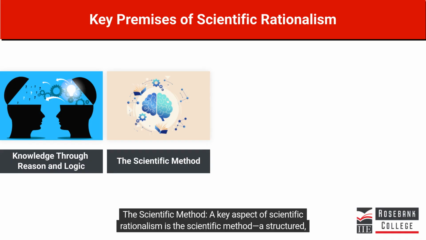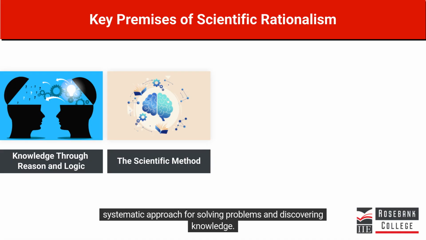The scientific method. A key aspect of scientific rationalism is the scientific method, a structured, systematic approach for solving problems and discovering knowledge. This method involves hypothesis testing, data collection, and critical analysis.